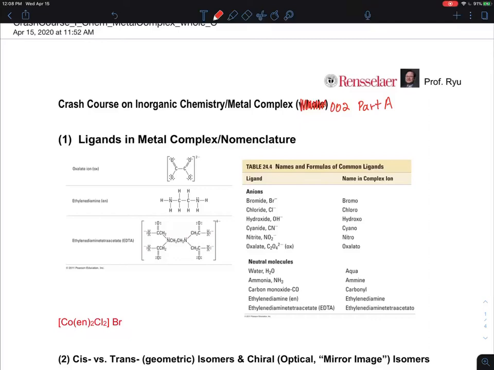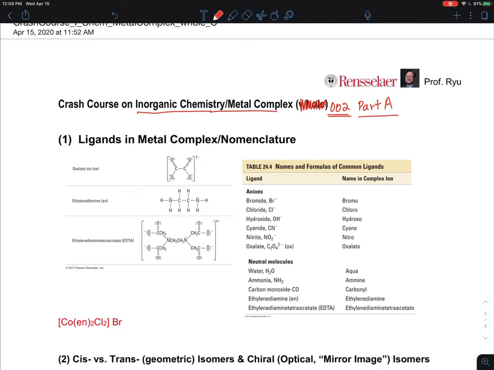So I am going to give you another short overview on what I call the crash course in inorganic and the metal complex. This is an essential repetition of the series, the 002 series, part A. In part A, I'm going to focus more on nomenclature and the isomer cases. The d orbital energy splitting will be discussed in part B, along with the other isomer topics. So let me focus clearly on the meaning of the ligand.